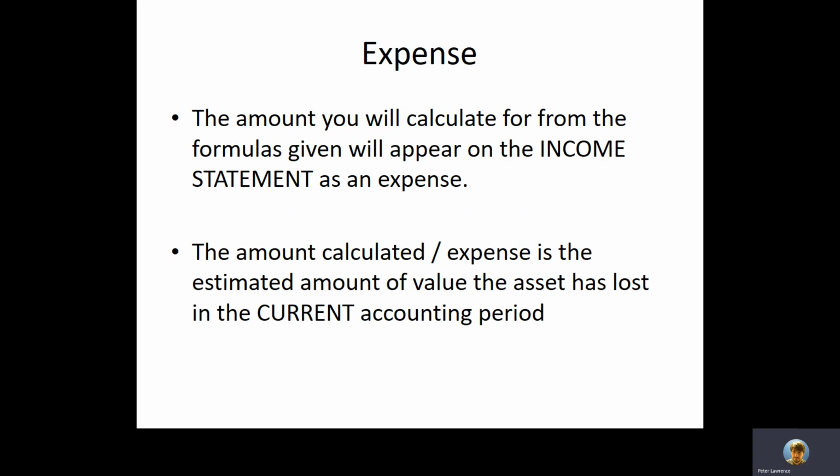As I just said earlier, what we're doing is spreading the cost of the asset out over the years that we use it. Every year that we use it, we use a certain proportion of its value. That proportion becomes an expense. Over time, we will use all of the value of the asset, so it will have gone down as an expense over several years. So it's for the current accounting period only. The expense is just for the current accounting year.